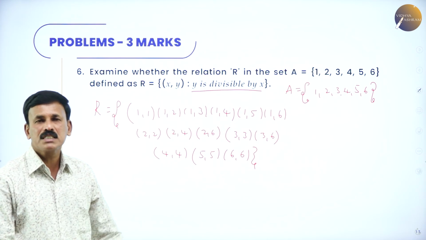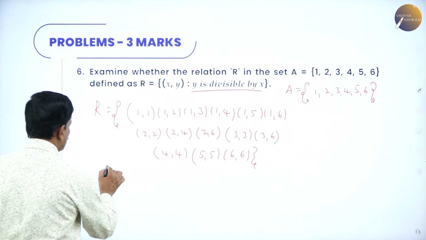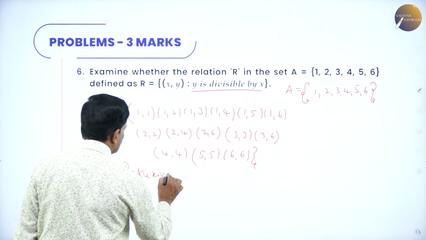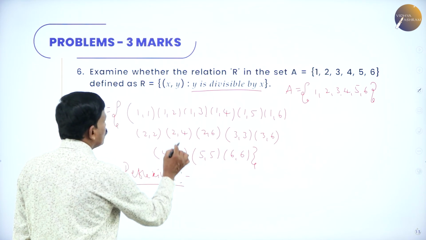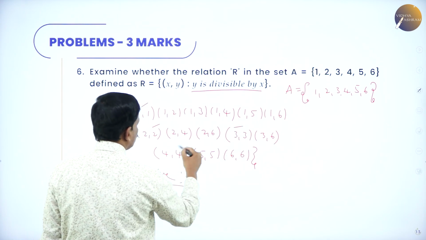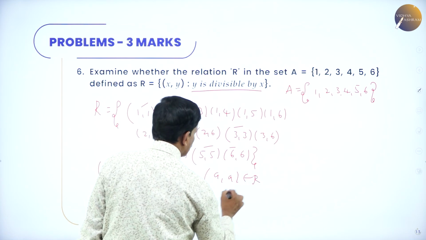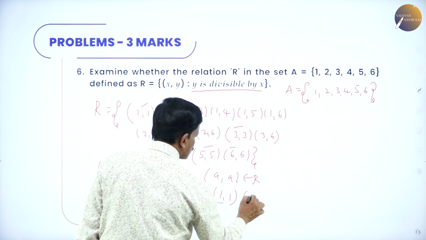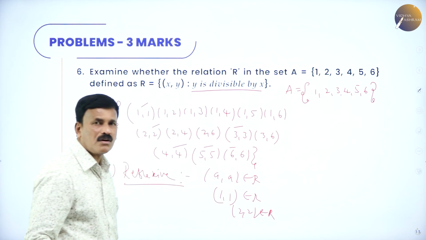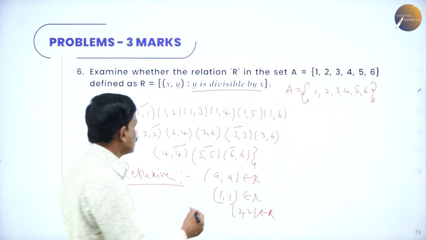Now check whether it is reflexive, symmetric or transitive. Straight away you can say it is reflexive. R is reflexive because (1, 1) belongs to R, (2, 2), (3, 3), (4, 4), (5, 5), so (a, a) belongs to R. That is, (1, 1) belongs to R, (2, 2) also belongs to R. You can say that R is reflexive.